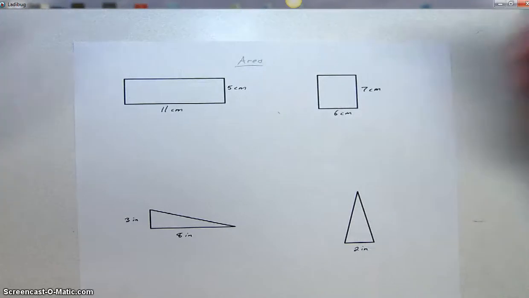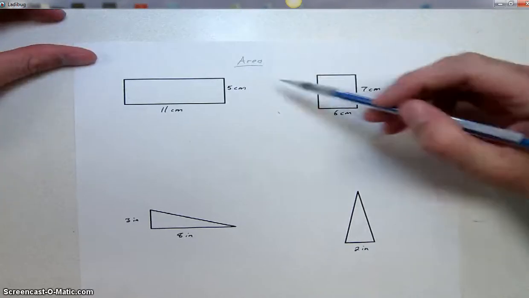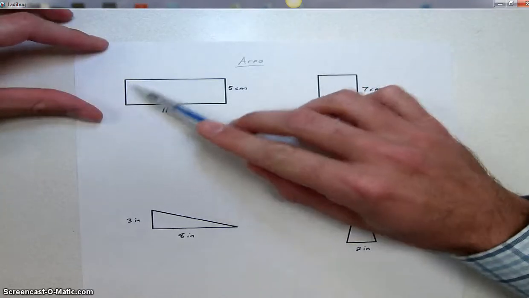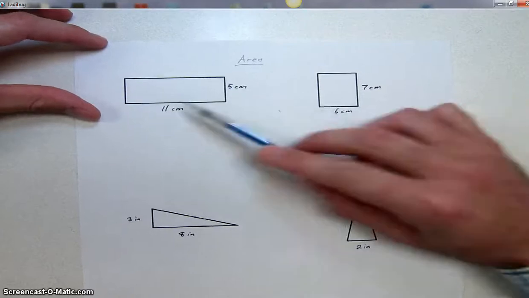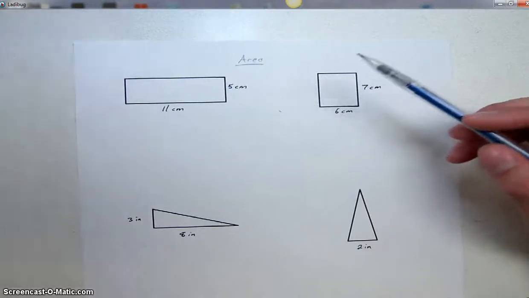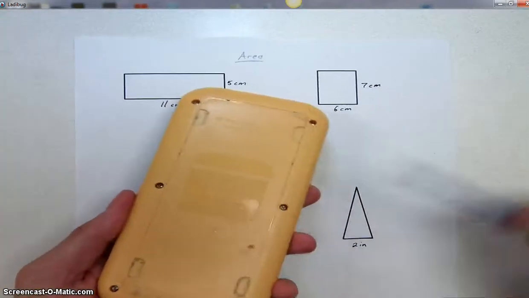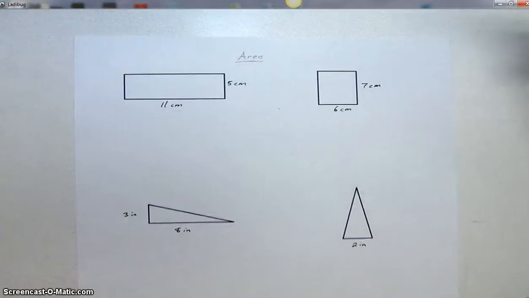First of all, what is area? How do you measure area? Well, area is just the space inside of a shape. It might be the space inside of a rectangle like this. It might be the space taken up by a calculator. But how do you measure that? How do you measure space inside of a two-dimensional shape?